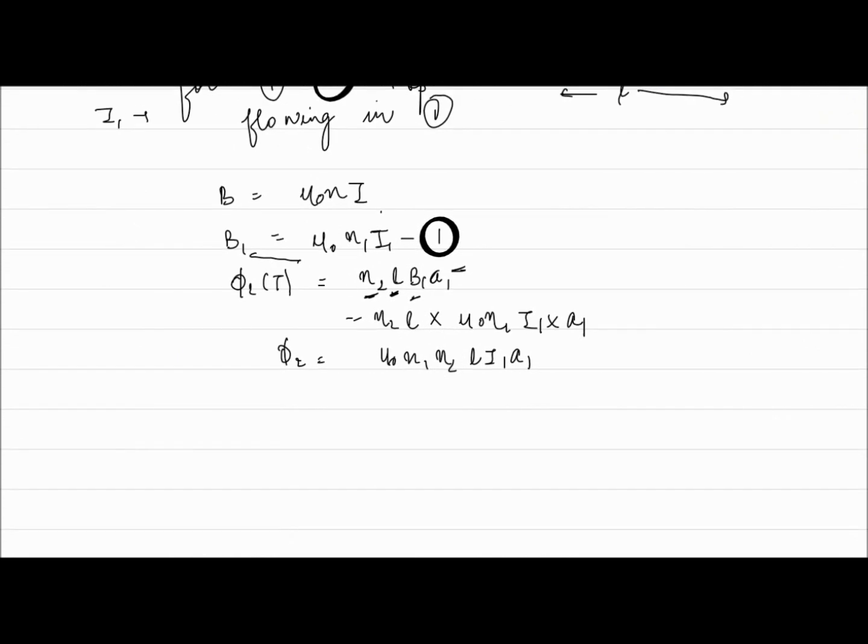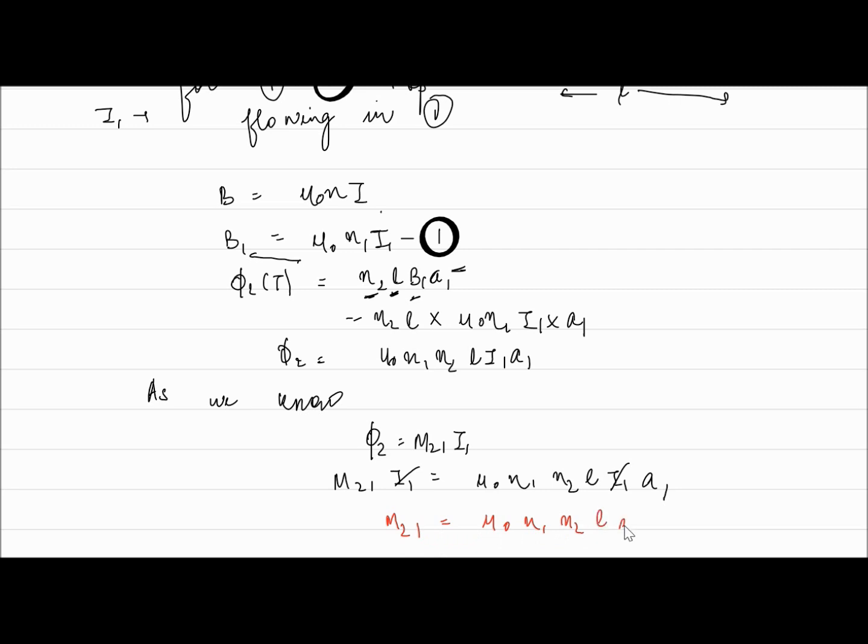And as we know, phi equals M21 I1, so phi 2 will be equal to M21 I1. We equate it: M21 I1 equals mu naught N1 N2 L I1 A1, and I1 gets cancelled. So the coefficient becomes M21 equals mu naught N1 N2 L A1. So this is the coefficient of mutual induction.